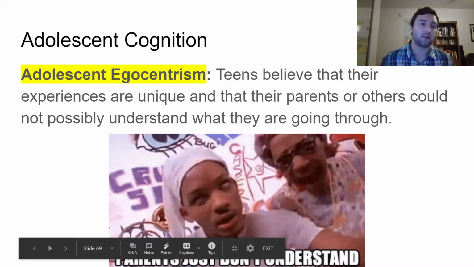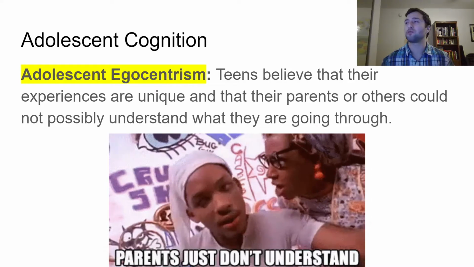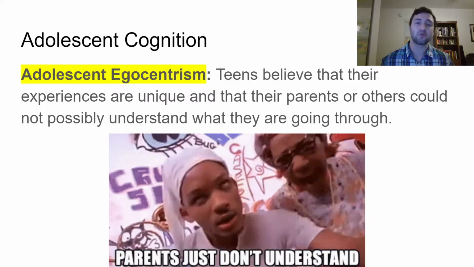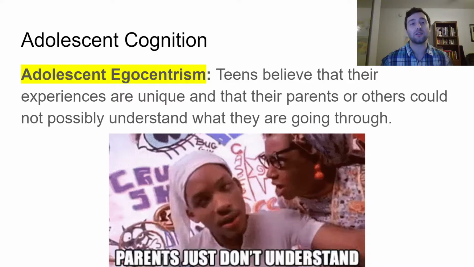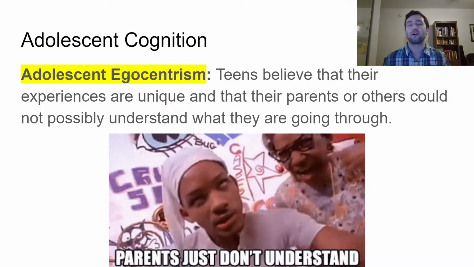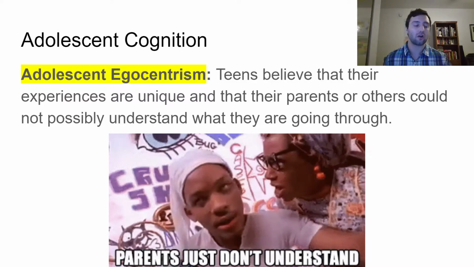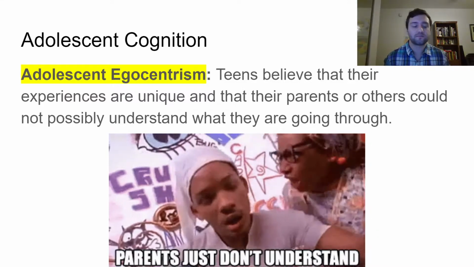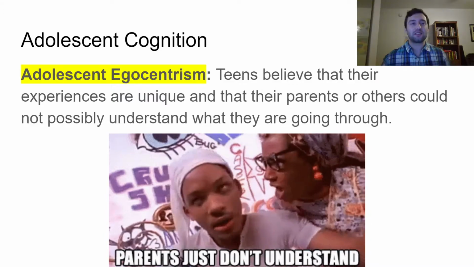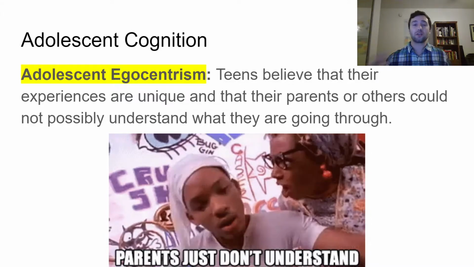So let's continue to talk about this a little bit. We're also going to see a few different things when we look at adolescent cognition. One of them is what is called adolescent egocentrism. Now, we already talked a little bit about egocentrism when we talked about our Piaget stages. So we're seeing a similar idea, right? This inability to see from somebody else's perspective.